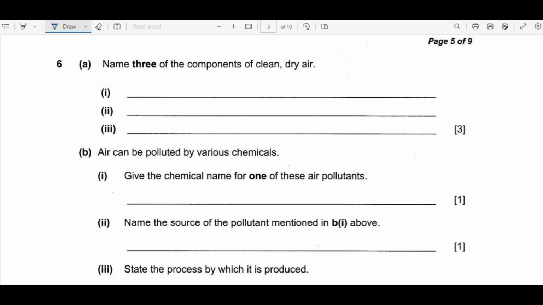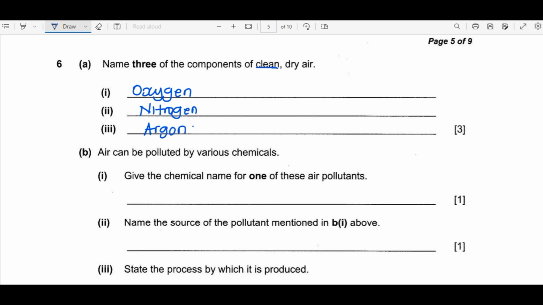As long as there is clean, never include gases like carbon monoxide, carbon dioxide, sulfur dioxide, gases that may pollute the environment, so these must be excluded. Then what are these gases that form the clean dry air? So the first one is oxygen, then we have nitrogen, then also argon is considered to be part of this.